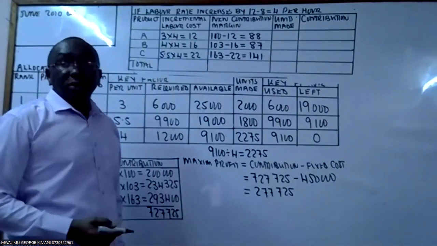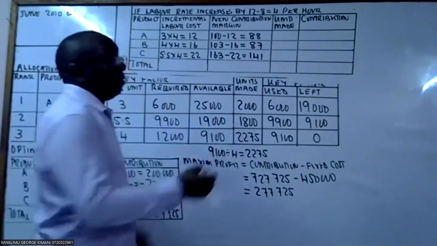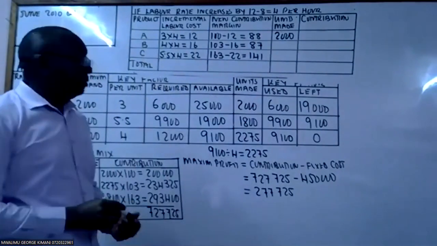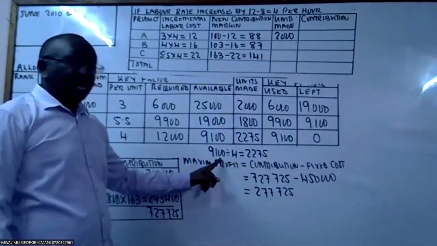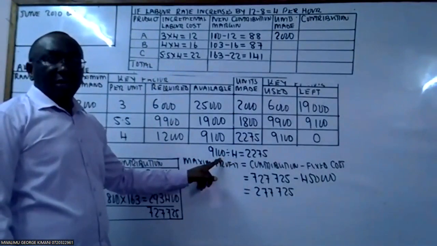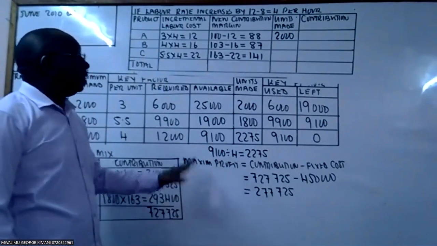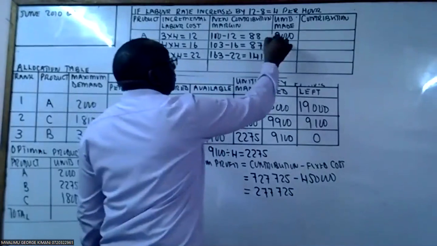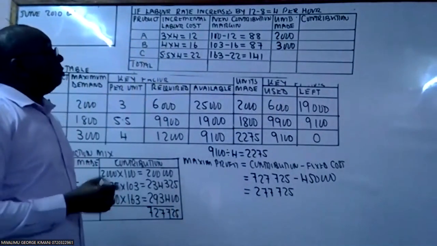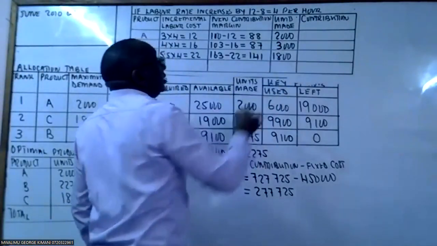So what happens, the units made, previously we did not have a problem with A, we were still able to make all the 2,000, but we had a problem with B. You see here, we did not get enough time. But now tunaambiwa tukiongezea mishahara, we will get more time and we'll be able to produce everything we require. And how many did we require? We required 3,000. So we are able to make that. For C, we are able to make our 1,800.